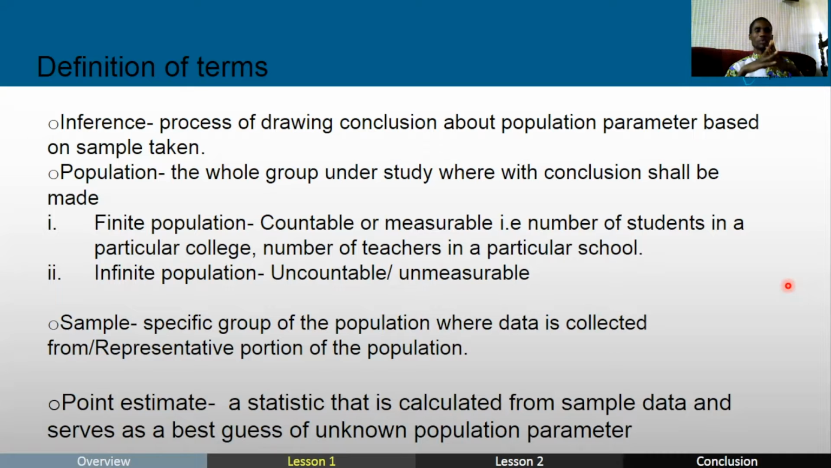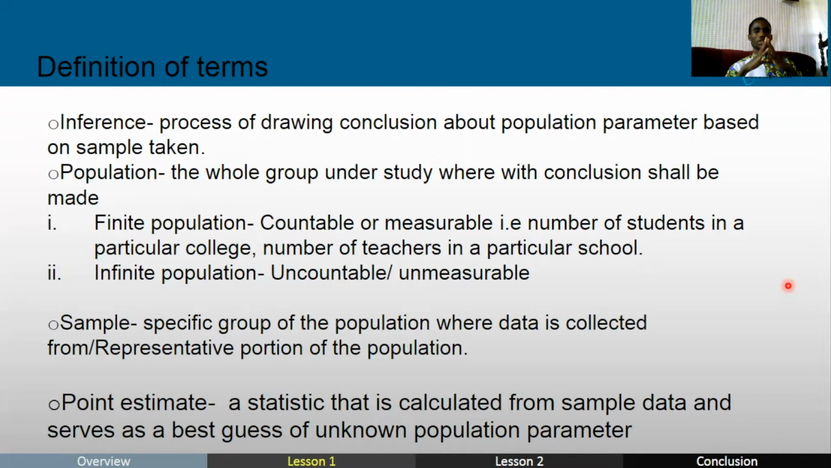Another term you should be aware of is a population. What do we mean when we talk about population? We shall be talking about this term till the end of this topic, and mostly we'll learn about it even in other areas of statistics. A population refers to the whole group that you are carrying out a study on, so that you can make a conclusion from it. That is a population: our whole group, our group under study.